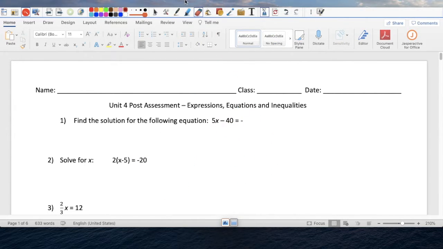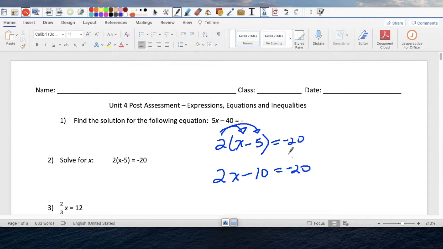5. Next one is 2x minus 5 equals negative 20. We have to do the distributive property. Positive times a positive is 2x. Positive times a negative is a negative, and then we get 10 equals negative 20.